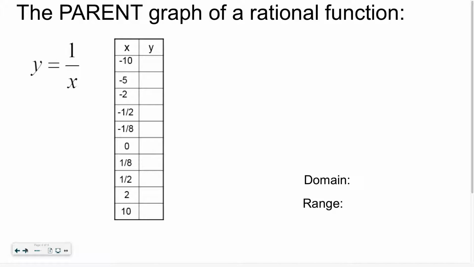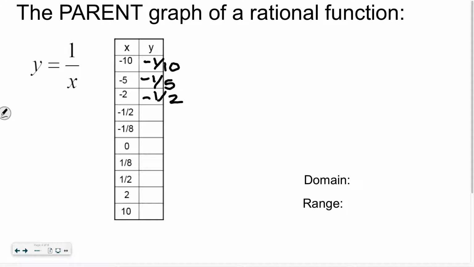Now I've preloaded a table of values here. We could really pick whatever we want, but I chose some different x's that will give us some interesting points on our graph and a clearer idea of what's actually happening. So we'll start by plugging in those different x values. If x is negative 10, and I plug it into the denominator here, what's my output? Negative 1/10. Cool. If x is negative 5, then my output is negative 1/5. And if x is negative 2, my output is negative 1/2.